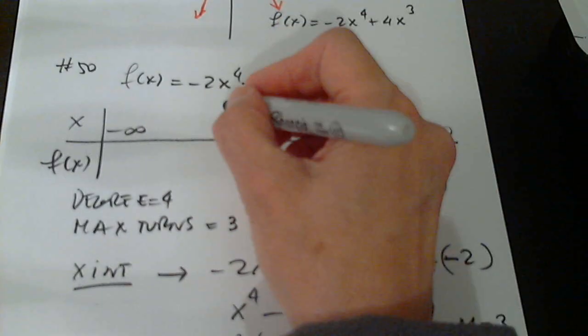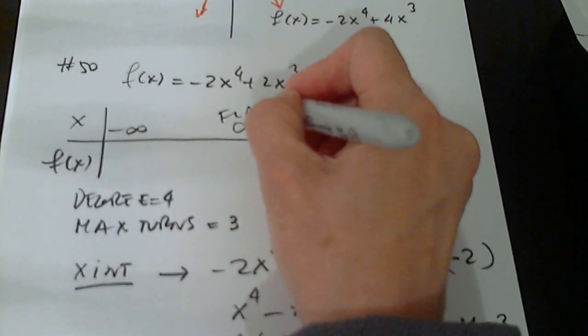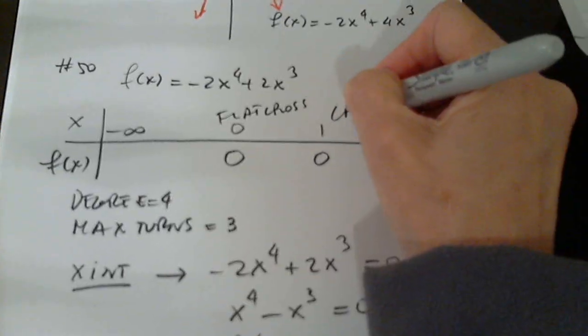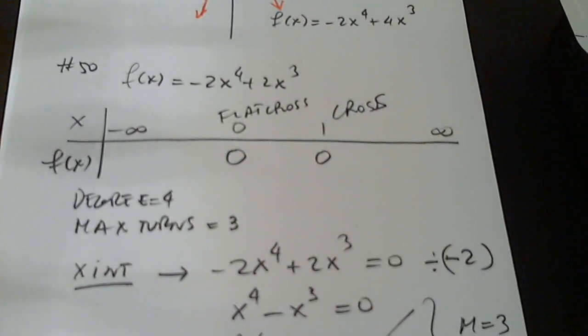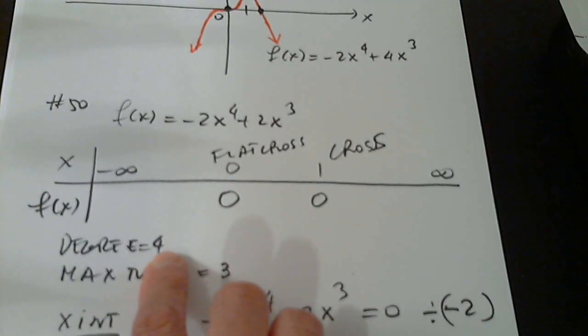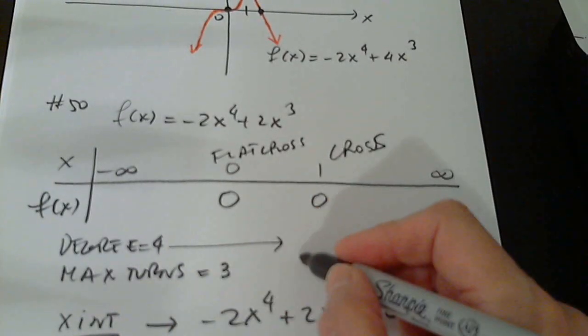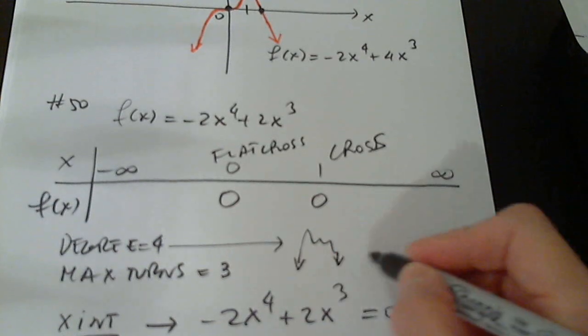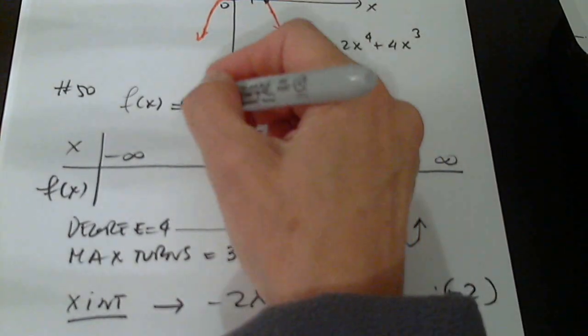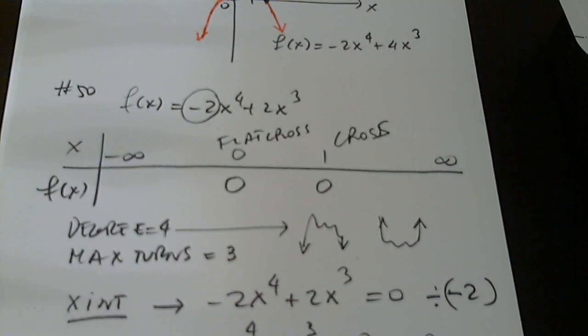0, 1, flat, cross. Simple cross. End behavior. Since the degree is 4, it looks like the quadratic function, either like this or like this. It's based on the leading coefficient. Is it this or is it this? Number 1 or number 2?